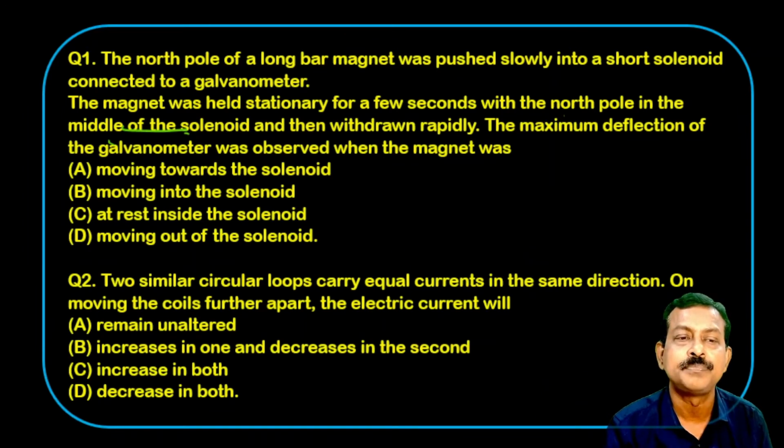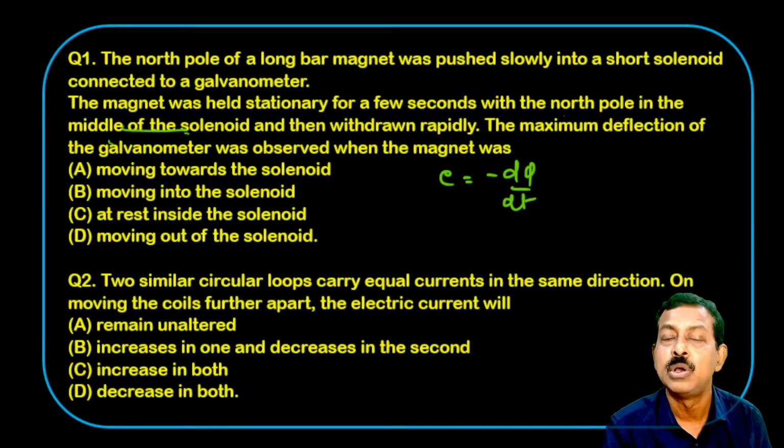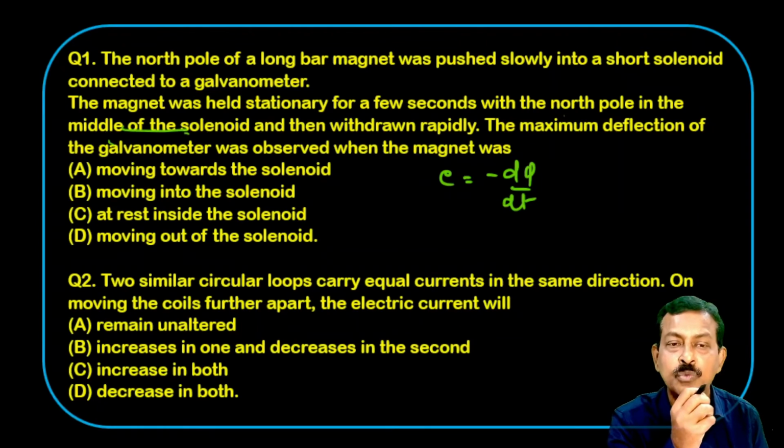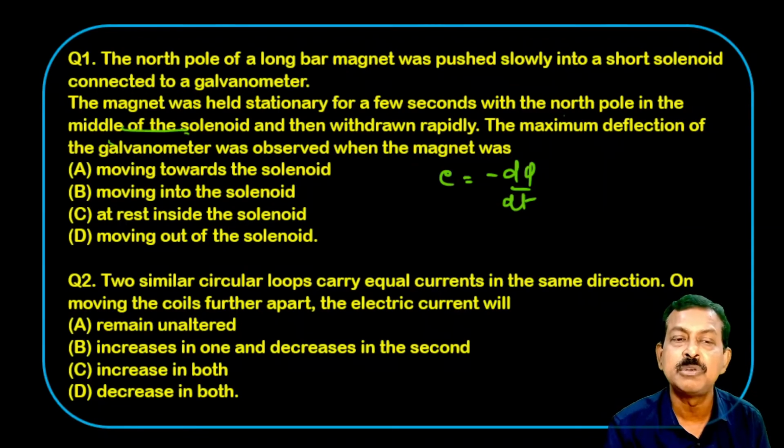Now you know that EMF is given as minus d phi by dt, that means it is the rate of change of the flux. So the flux change will be maximum when it is moved rapidly. So the maximum deflection will be at that particular moment when the rate of change of the flux associated with the coil or solenoid is maximum. In this case, the options given are moving towards the solenoid, moving into the solenoid, at rest, moving out of the solenoid. Obviously it is being withdrawn rapidly, as mentioned there. So the fourth one will be the correct option.